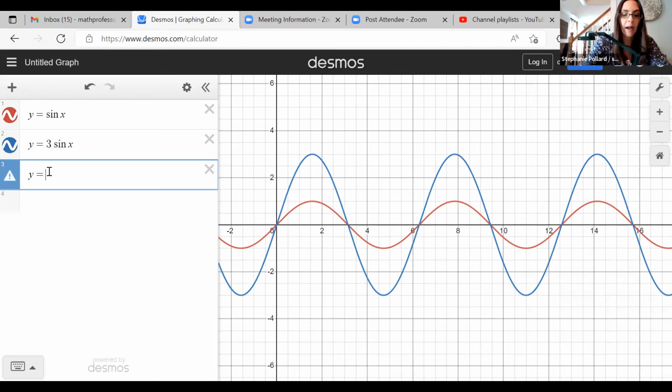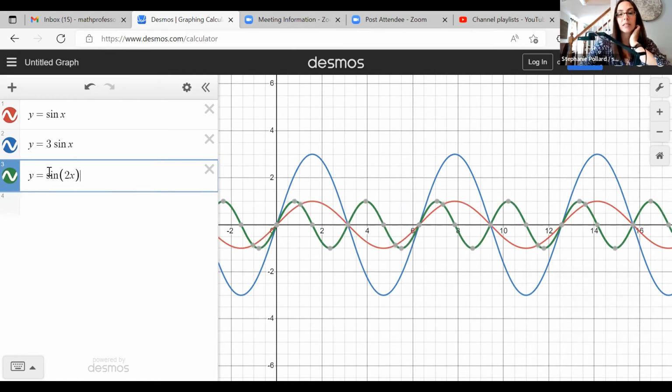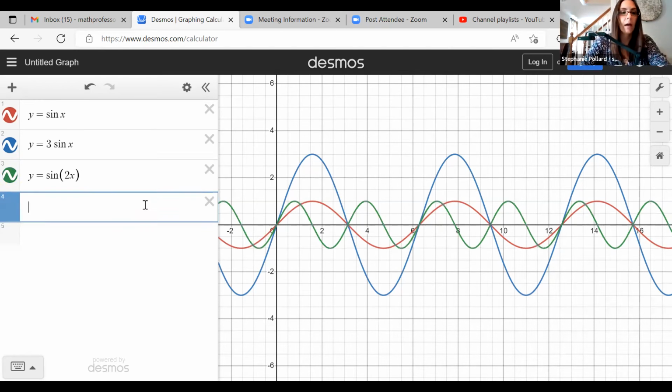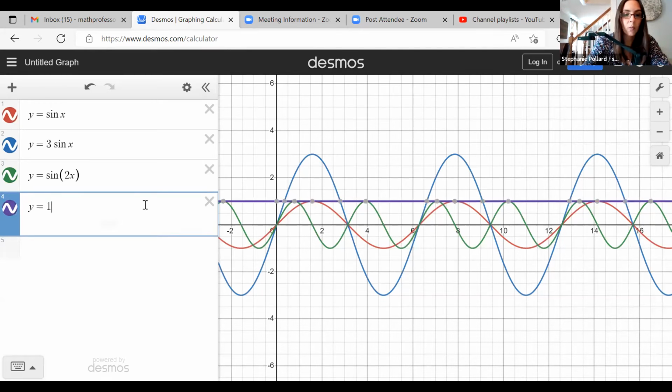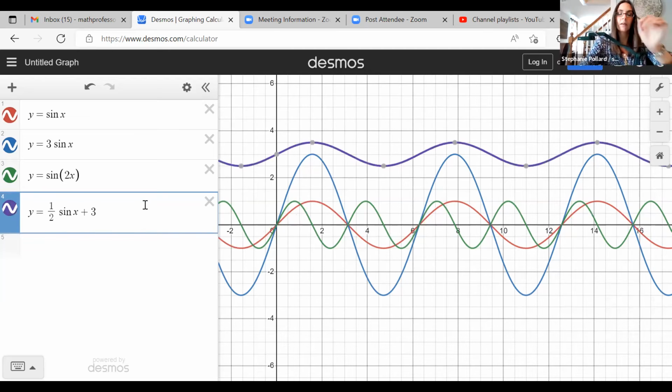Or I could do something like y equals sine of 2x and put that 2x in parentheses. And what happens now is it's in green here and it's sort of compressed in. So it's oscillating faster. So you have those same general shapes, but we're tweaking it a little bit. And maybe I'll just do one more. What if I did y equals 1/2 sine x plus 3? So here, again, you have that same wave function, but I've compressed it vertically. That's what that 1/2 is doing, and that plus 3 is raising it up 3 units.